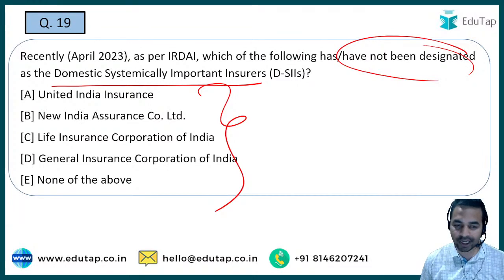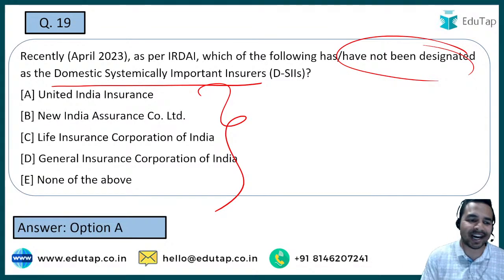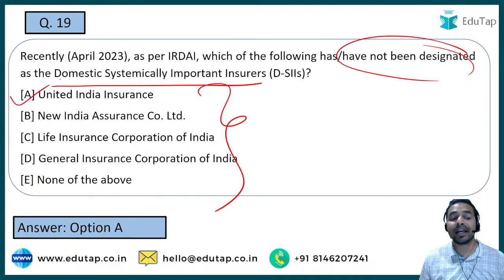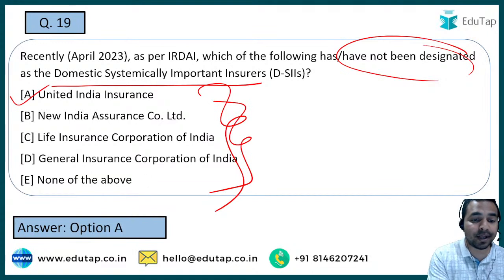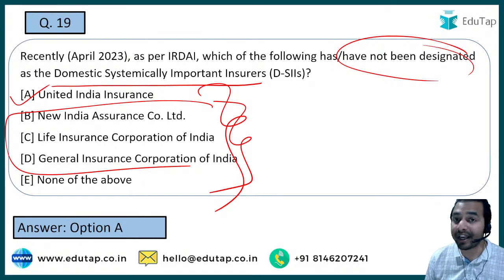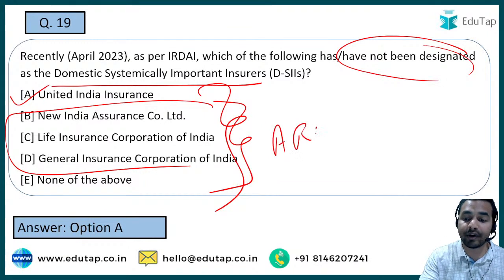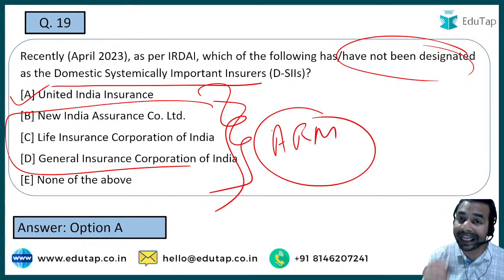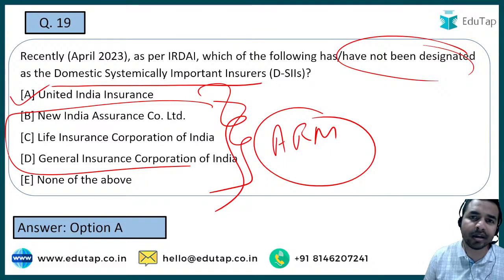And here, absolutely right guys, all of you have given me the right answer. That is option A, United India Insurance. These three particular companies are those which are designated as domestic systemically important insurers. See guys, when I talk about DSII, these are those insurers which are subject to additional regulatory measures to deal with systemic risk and other moral hazards.